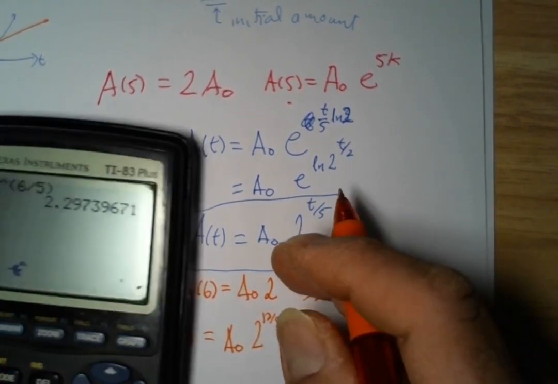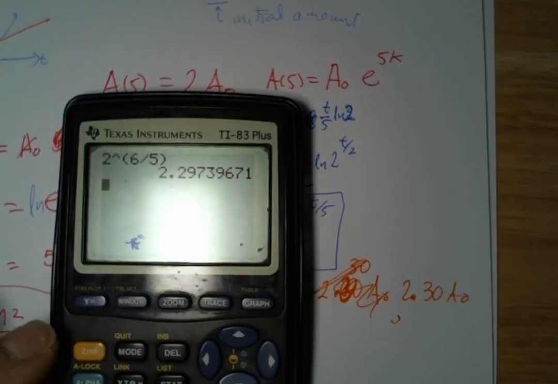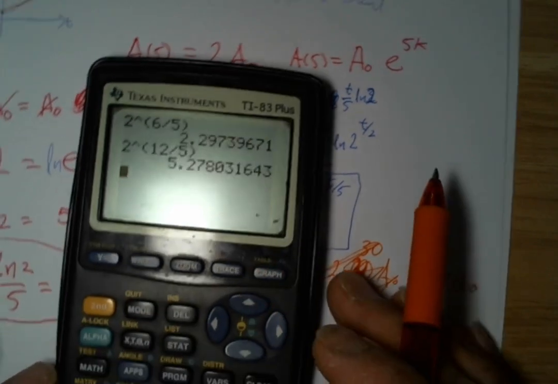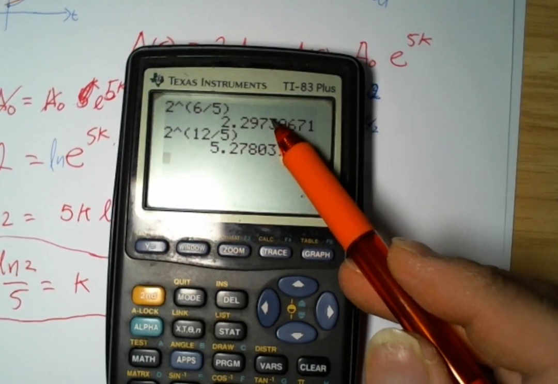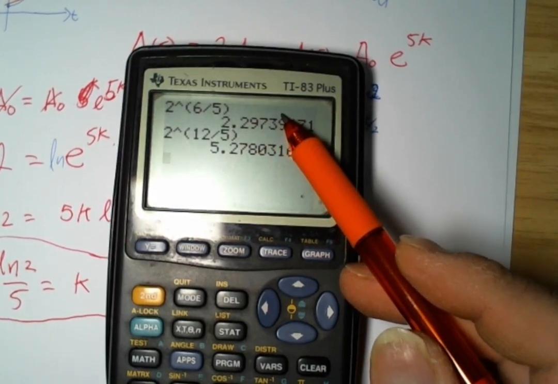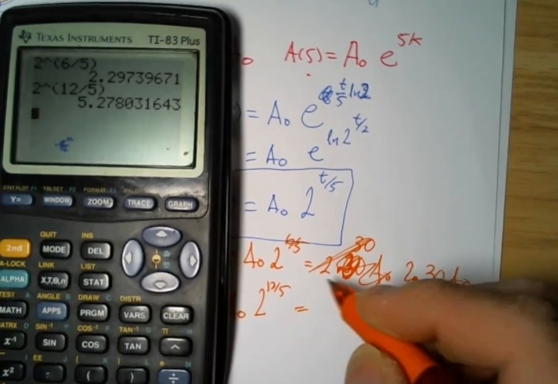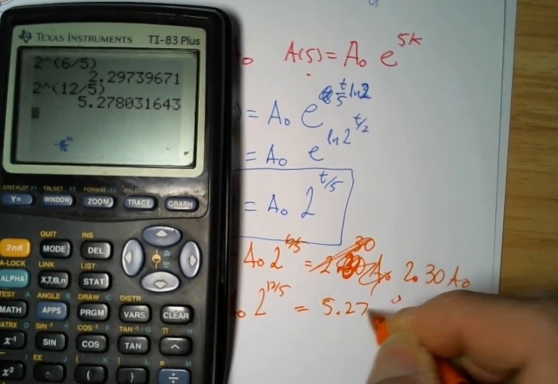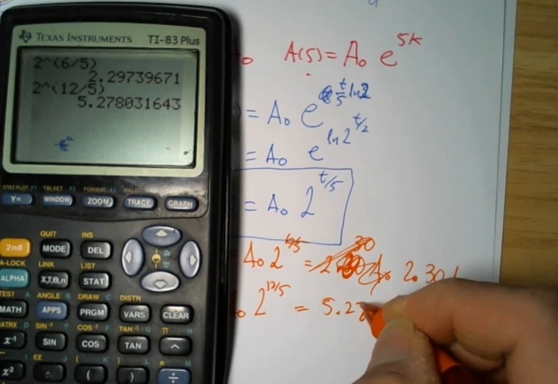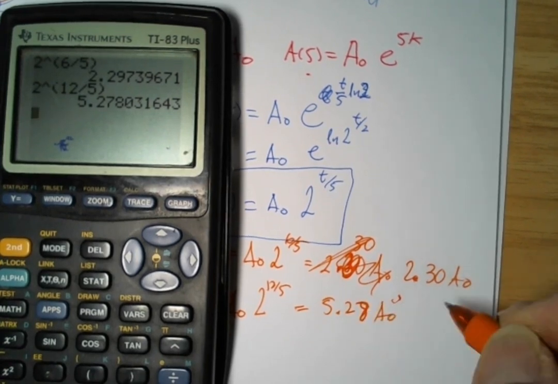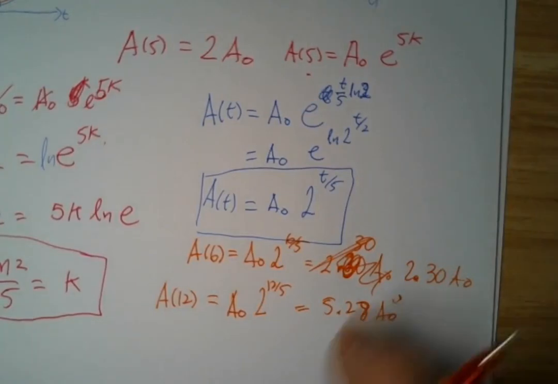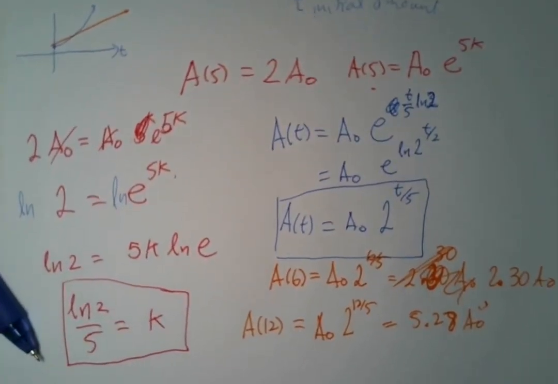12 over 5. So now let me go up here, 2 raised to the 12 over 5. Hit enter. Notice here that it is actually more than double what it was at 6 hours. That's that exponential growth at work. So after the 12 hours, we actually have 527, or 528, rounded properly, 528% of the original amount. Okay, and that is how you work with exponential growth.